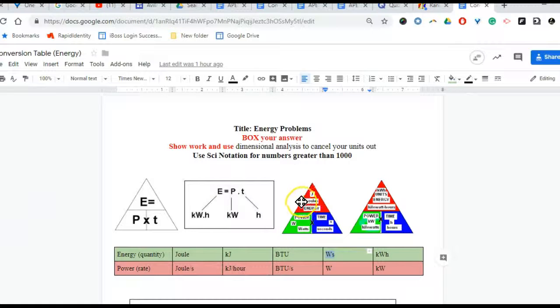So again, here's just another way to look at the watt, the joule, and the second, and just another way to look at kilowatt hour versus kilowatt. So again, kilowatt hour is a unit of energy. The power is the kilowatt, and the time is the hour. When you combine those two, then you get a quantity up here.